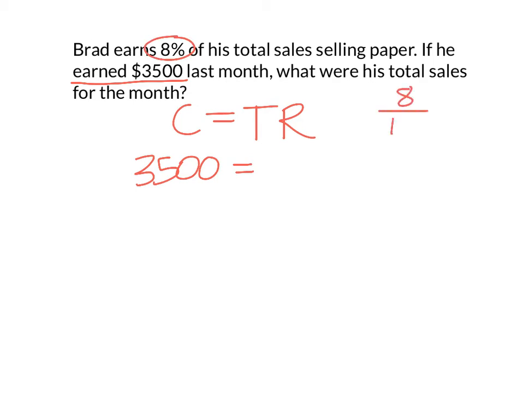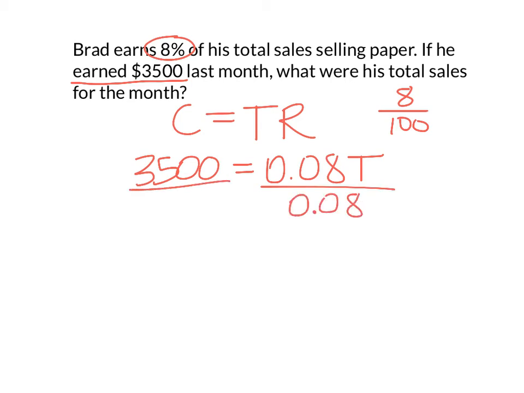Remembering to turn that into a decimal by 8 divided by 100, so 0.08. Don't be tricked into putting 0.8. That would be 80%, which might be nice, but it is not true. And I don't need to put the T in parentheses. I just put T. And then to solve, we do inverse operation because we want to isolate the T. We want to get it by itself, so we undo what's happening to it, which is the multiplication, and we undo that with division. And we need to be fair and do it to both sides. Divide both sides by 0.08.